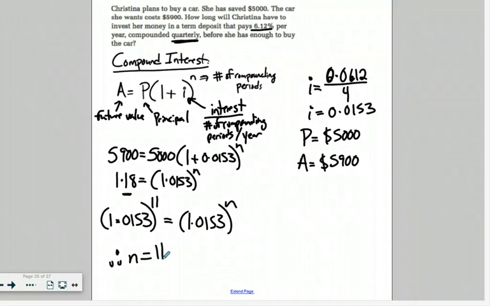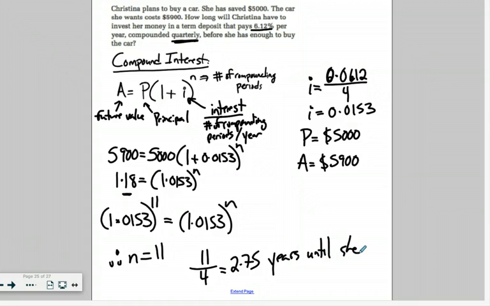Okay, now that's not 11 years because n represents the number of compounding periods, and since it's compounded quarterly, we take that 11 and we divide it by 4 to get the number of years. So it's going to be 2.75 years until she has enough money for the car.